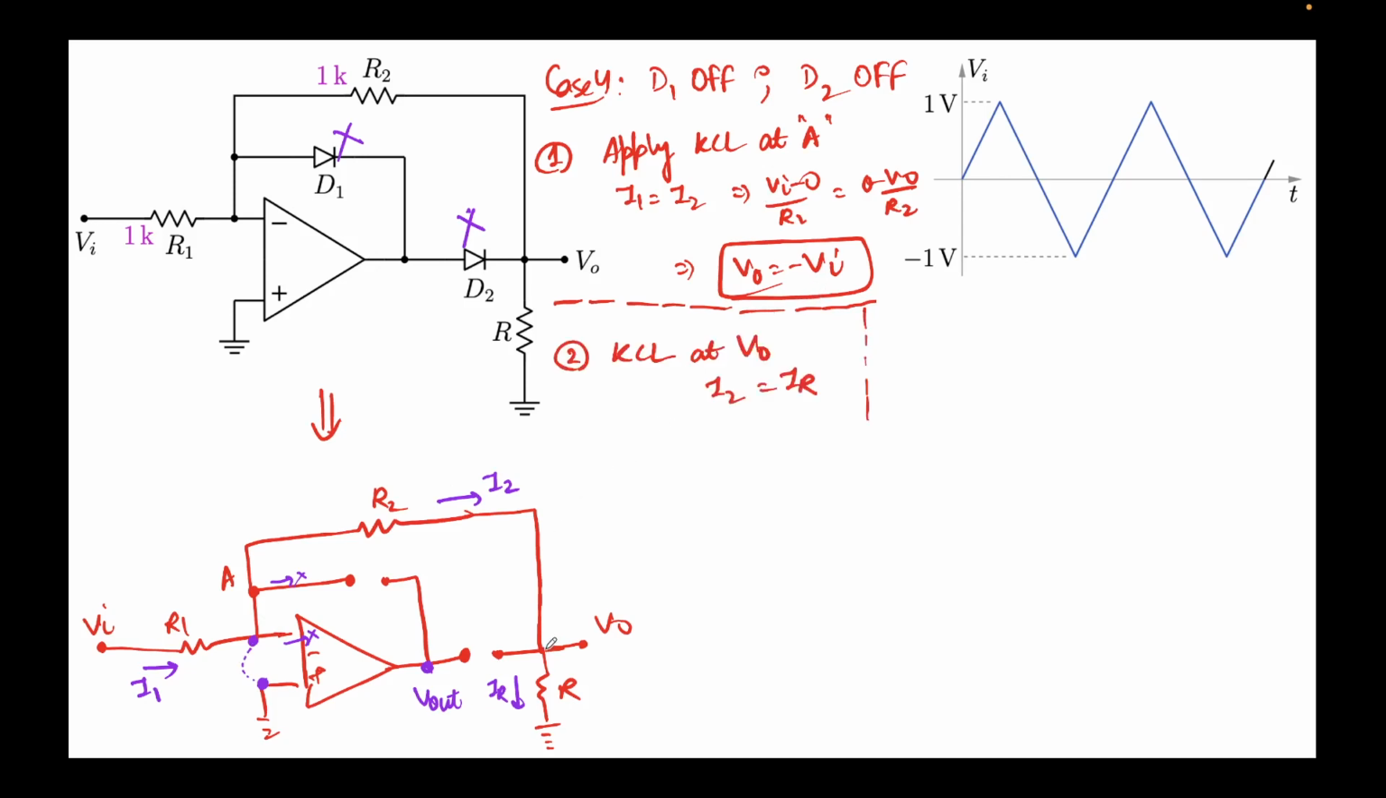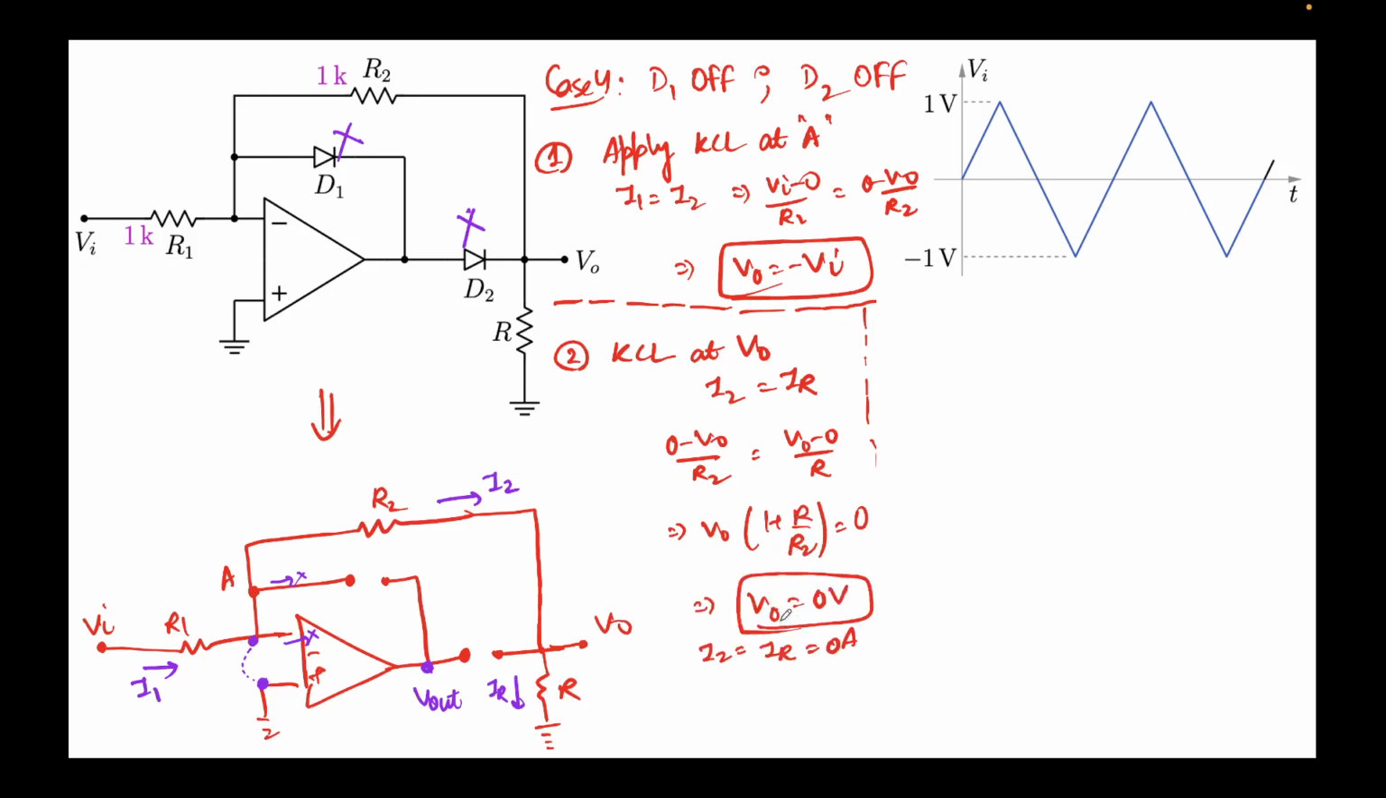Now I'll apply KCL at this node, V naught. So incoming current, which is I2, should be equal to outgoing current, which is IR. The expression for I2 you can write is 0 minus V naught over R2, and the expression for IR is V naught minus 0 over R. You again rearrange the terms and you get this term. This is 0. R and R2 are both positive quantities, so this can never be 0. The first term V naught then has to be 0. If V naught is 0, we can also see that correspondingly I2 and IR both will come out equal to 0, just like we saw in a case before. So V naught is 0, I2 and IR both are 0, correct? So now we have obtained the currents and voltages.